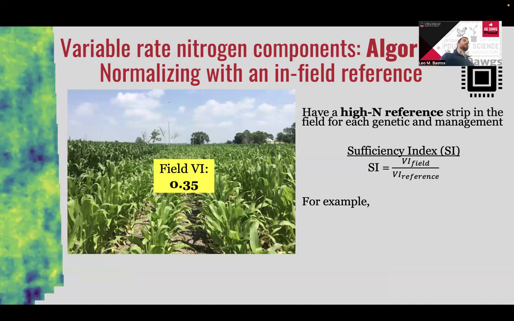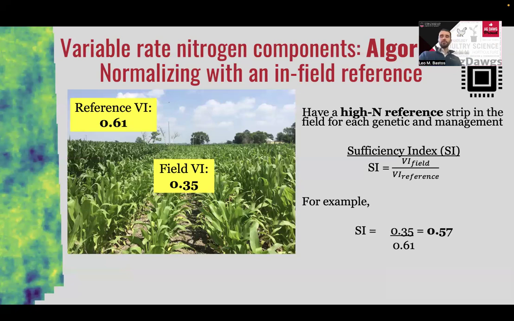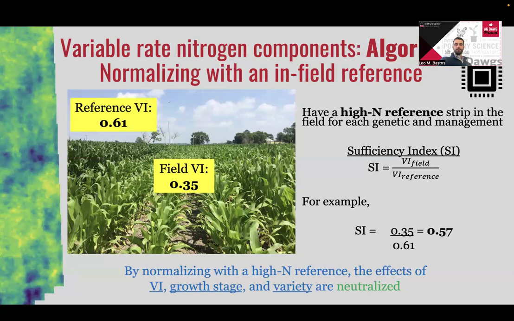The only difference is that it received a higher nitrogen rate. So we go there and we scan it, and let's say that it gives an NDVI value of 0.61. Now we combine both of these numbers in what we call a sufficiency index, and you can see the formula right there. So we would be dividing the field VI, 0.35, by the reference VI, 0.61, and we get this value back of 0.57.